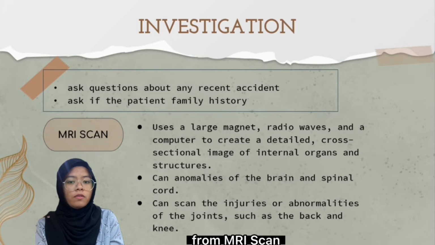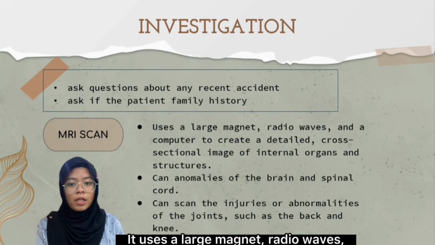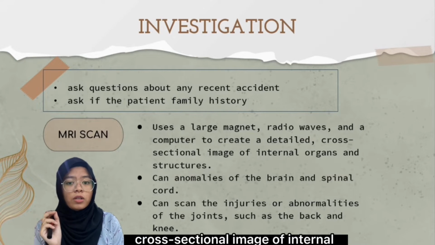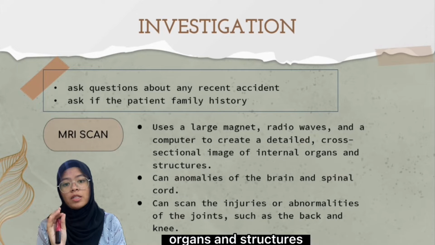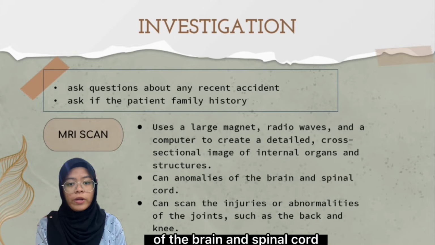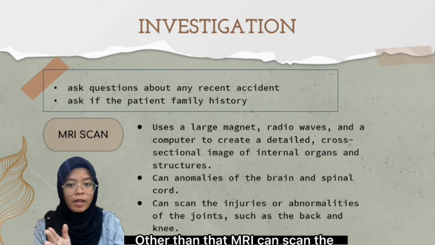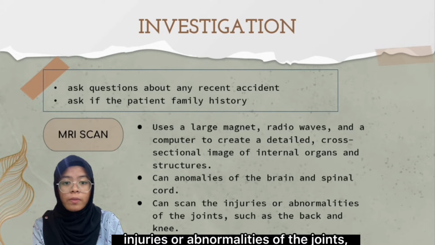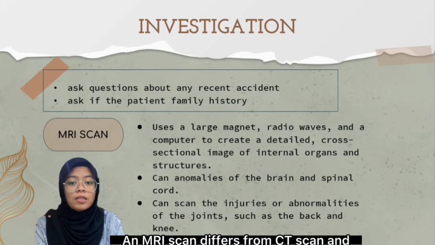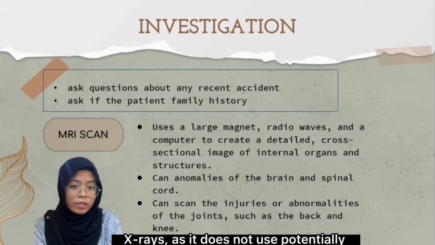Among them is the MRI scan. It uses a large magnet, radio waves and a computer to create a detailed cross-sectional image of internal organs and structures. An MRI scan can also analyze the brain and spinal cord. Other than that, MRI can scan injuries or abnormalities of the joints, such as the back and knee. An MRI scan differs from a CT scan and X-ray, as it does not use potentially harmful ionizing radiation.